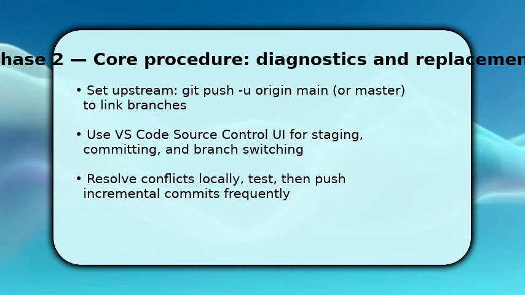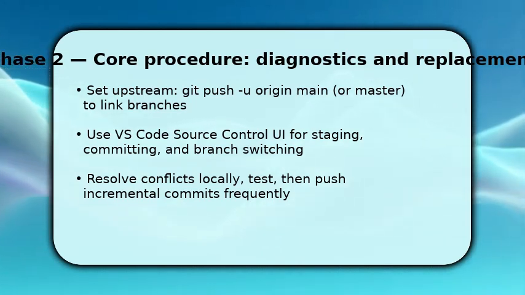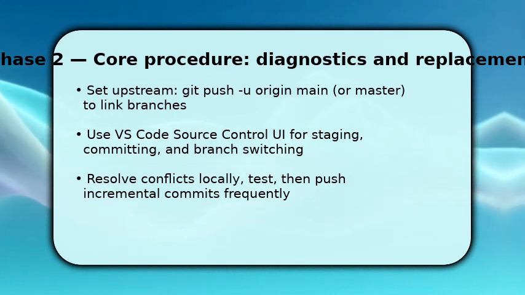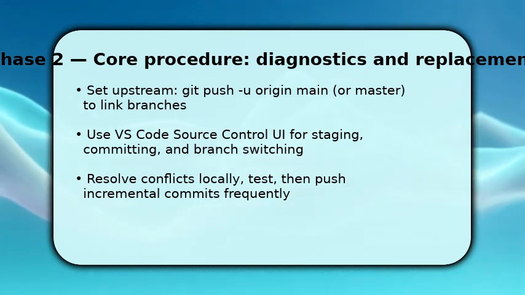Now you connect VS Code with GitHub and manage branches. Set the upstream with git push -u origin main so future git push uses that link automatically. This is how VS Code syncs.